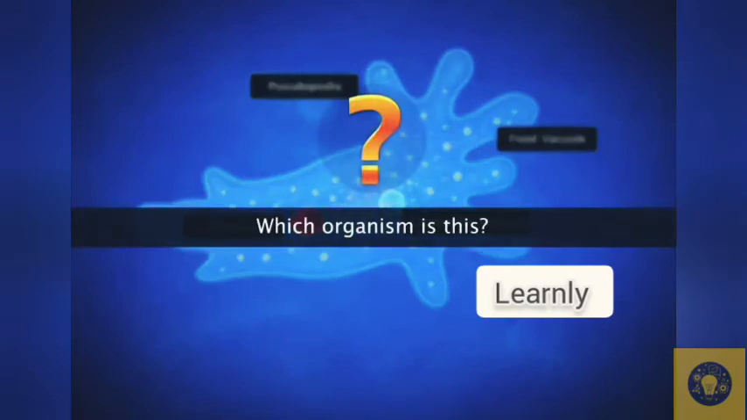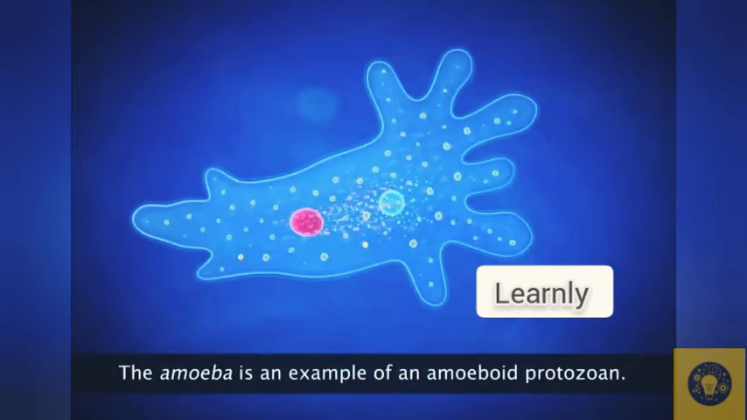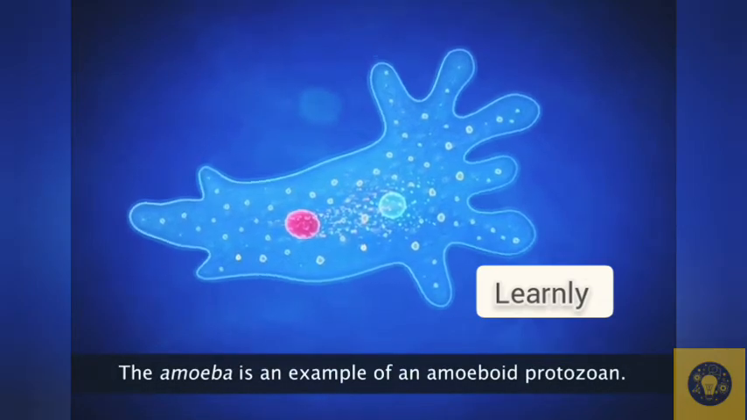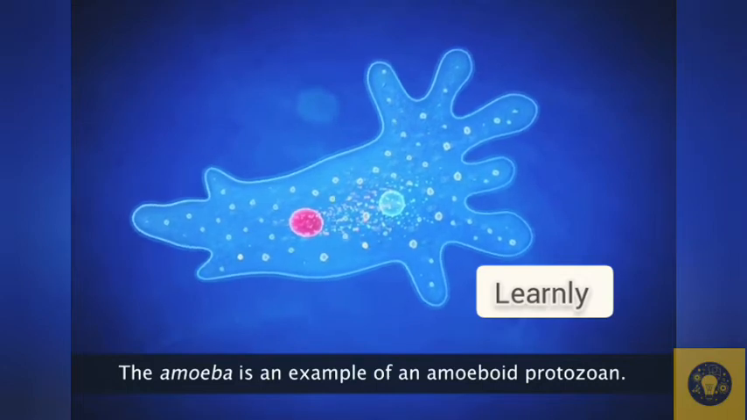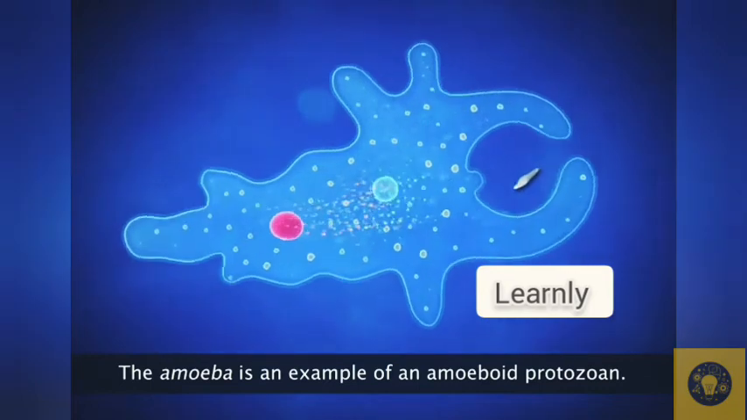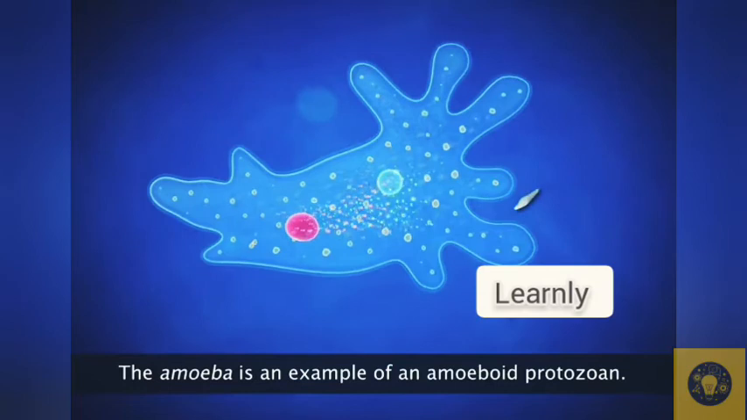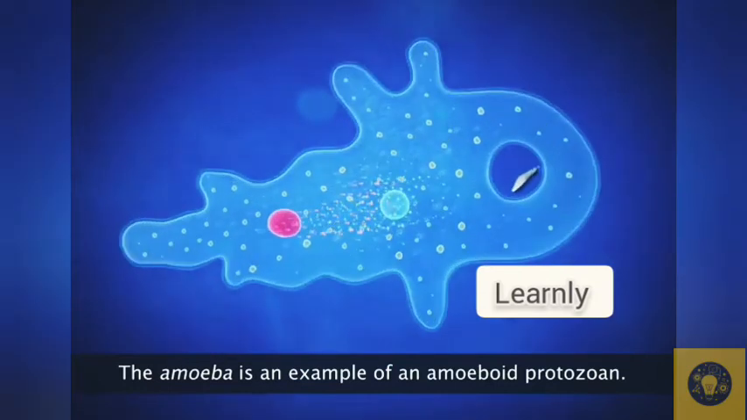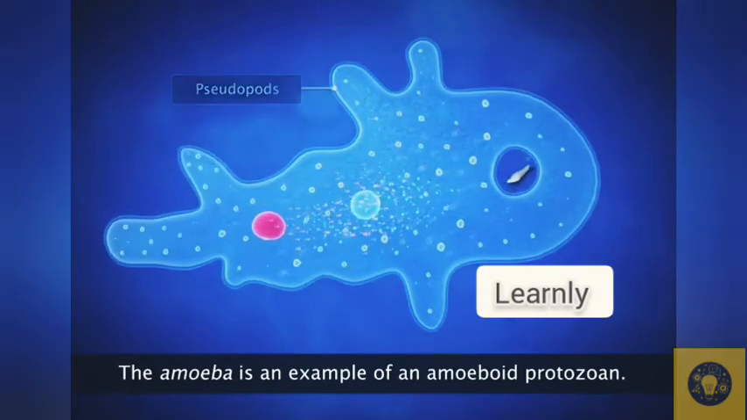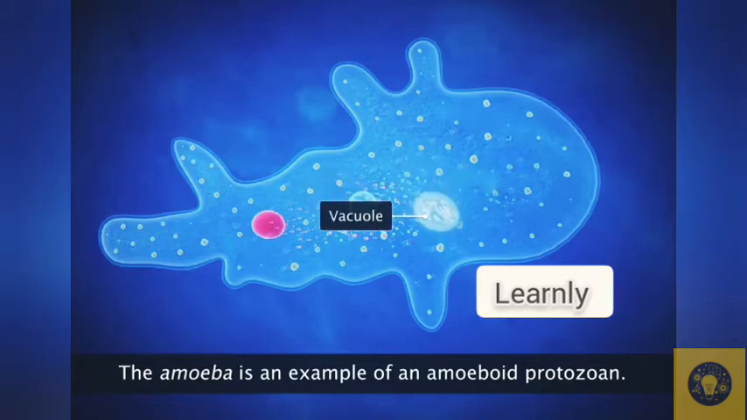Do you know which organism this is? This irregular-shaped cell is an amoeba. It is an example of an amoeboid protozoan. Amoeba moves and engulfs food with the help of pseudopods. It has a food vacuole to digest food and a vacuole to excrete wastes.